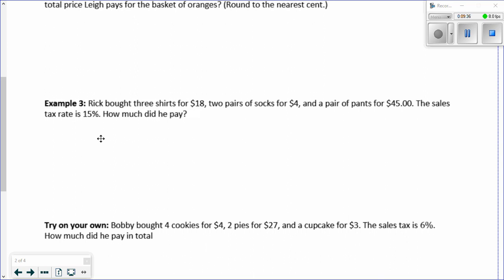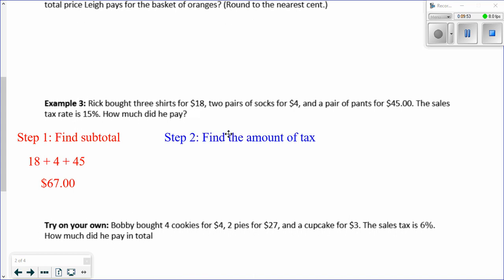So the first thing we're going to do is find the total of all his items. So the $18 plus the $4 for the socks plus the $45 for his pants. So I'm going to go ahead and add that all together. His total was $67. Now I'm going to find the tax amount.